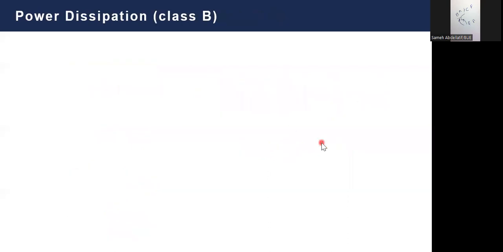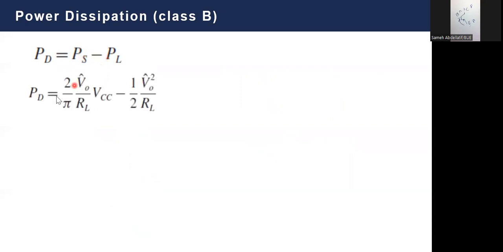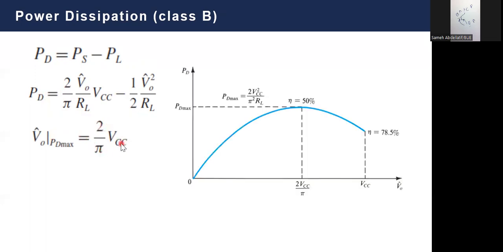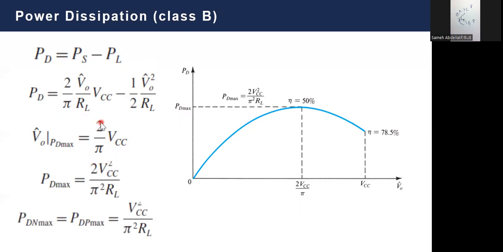So we can now calculate the power dissipated in the transistor, which is simply the power not reaching the load. So it's a subtraction between the supplied power and the load power. We already determined both the supplied power and the load power. So here we can make some sort of differentiation for this PD and equate it to 0 to search for the value of the output for maximum dissipation. So this is 2 over pi VCC. If your V output reaches the value 2 VCC over pi, in this case, you will have the maximum dissipated power in the transistors, which is equal to 2 VCC squared over pi squared RL.